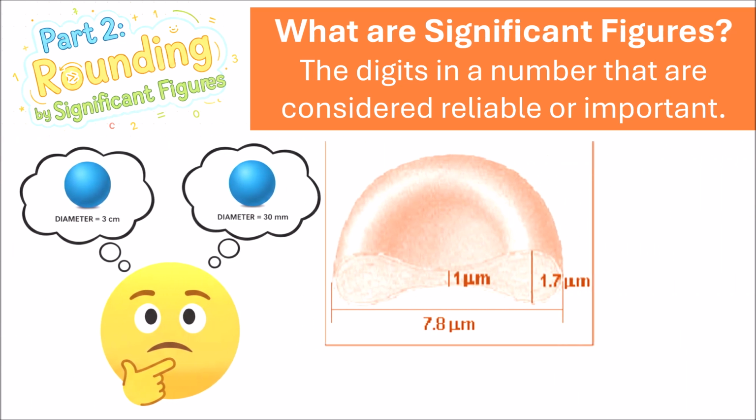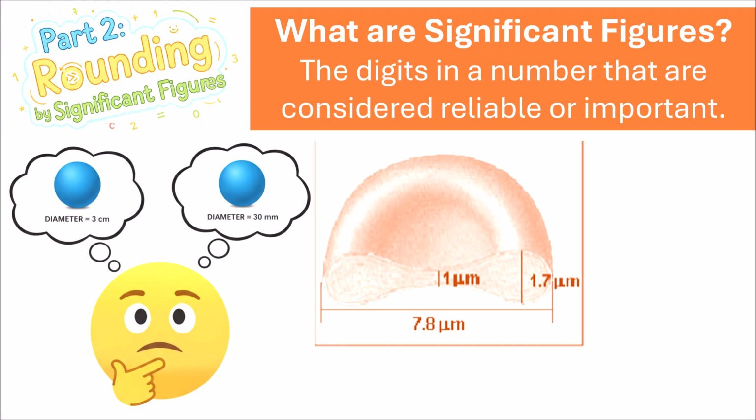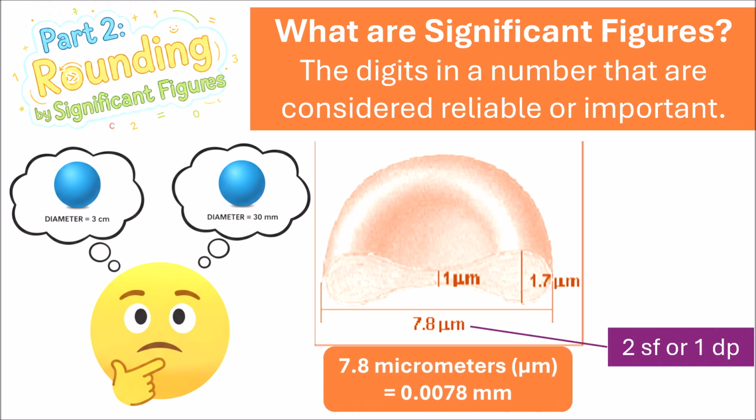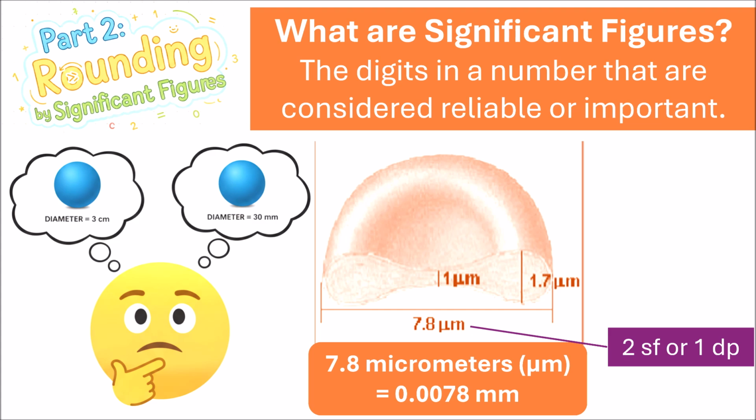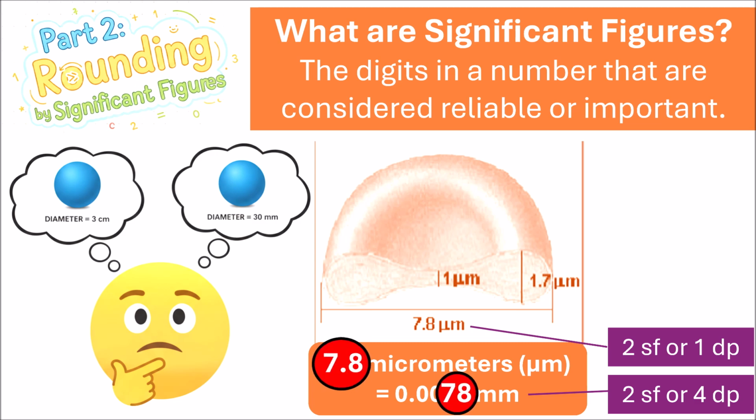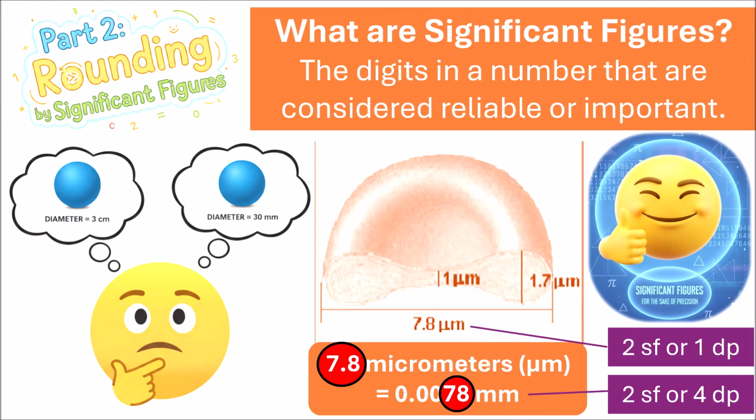For example, the diameter of a red blood cell can be about 7.8 micrometers. That's 2 significant figures and 1 decimal place. But 7.8 micrometers is the same measure as 0.0078 millimeters. That's still 2 significant figures, but now it is 4 decimal places. However, in both cases, you recognize that 7 and 8 are the important, measured digits, regardless of the unit. This highlights why significant figures are the standard way to express a measurement's precision.